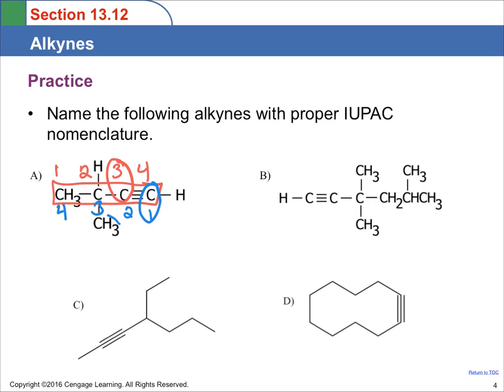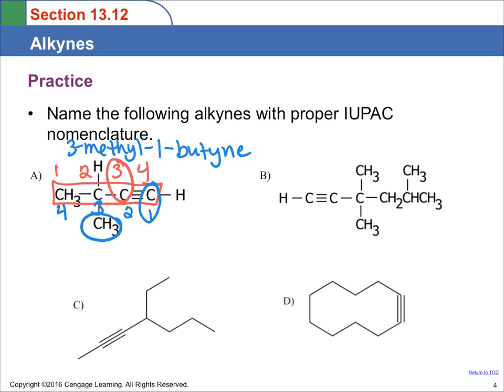We also have this CH3 methyl group on carbon 3. So we will start by listing that methyl. So we have 3 methyl. Location of triple bond is on 1. 4 carbons is bute. And now our ending is YNE.